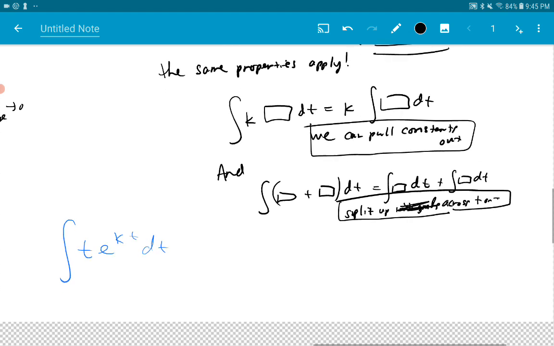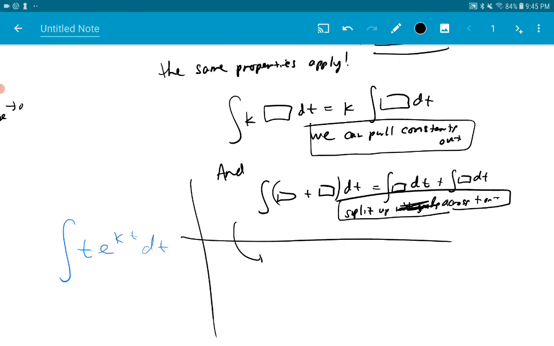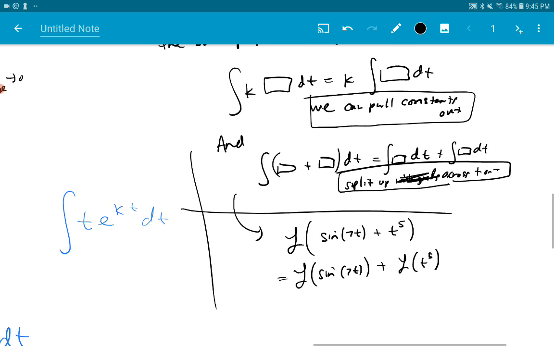What do I mean by this? Here's what I mean. If I ask you to take the Laplace transform of sine of 7t plus t to the fifth, that's the same as taking the Laplace transform of sine of 7t, which we haven't done yet, plus the Laplace transform of t to the fifth. You wouldn't have to do the whole integral again for the function sine of 7t plus t to the fifth. You could just look up the Laplace transform of sine of 7t and the Laplace transform of t to the fifth and add them together.